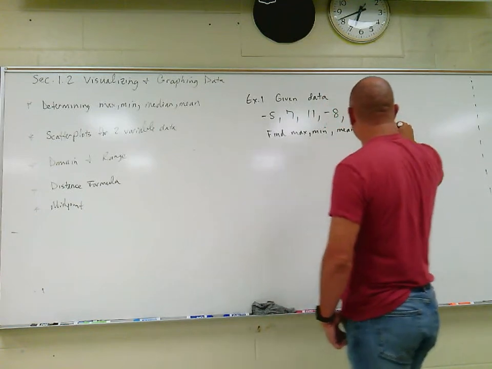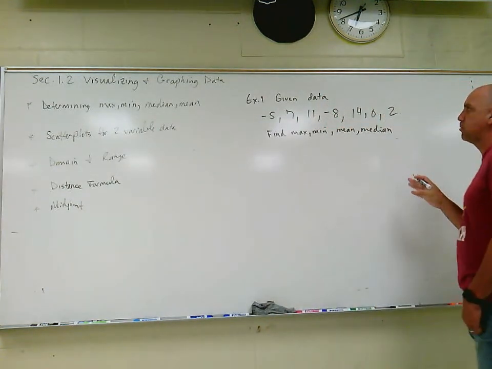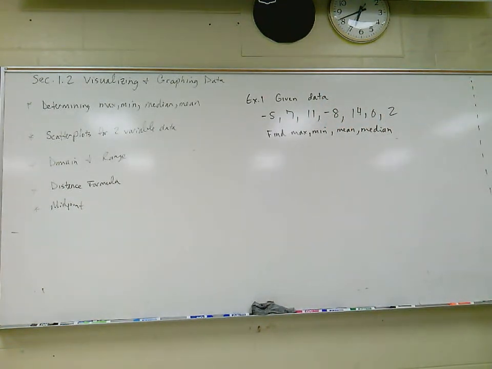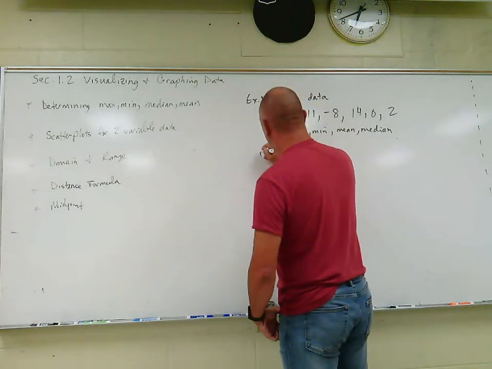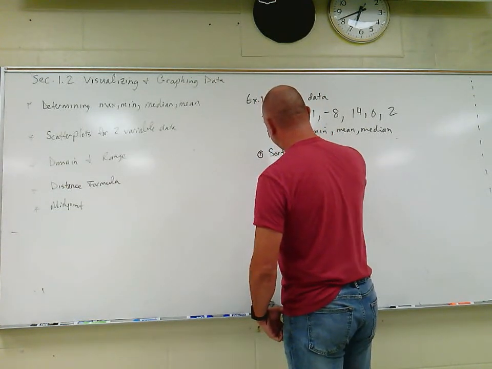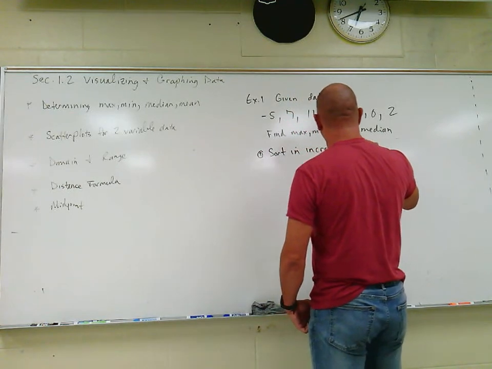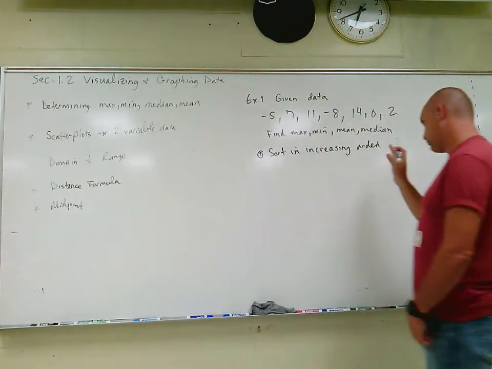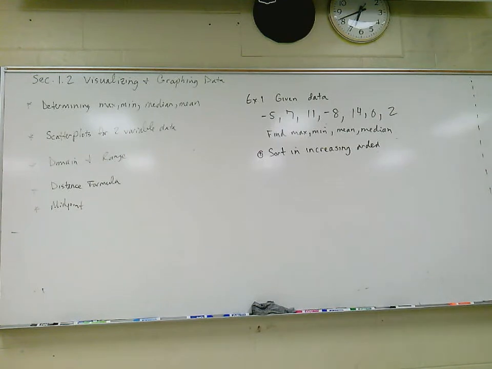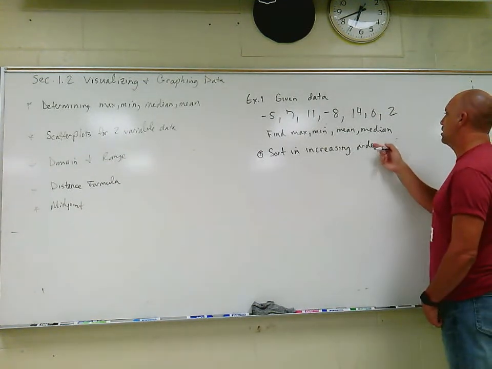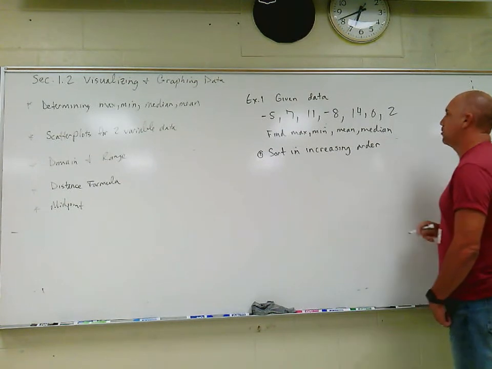Now, it may even say put it on a scatter plot. Well, I think it's helpful if you just go ahead and put it in increasing order. So take a second and just sort. So the first thing I would do is sort in increasing order. And then from there, I can at least get the max and min out of the way.